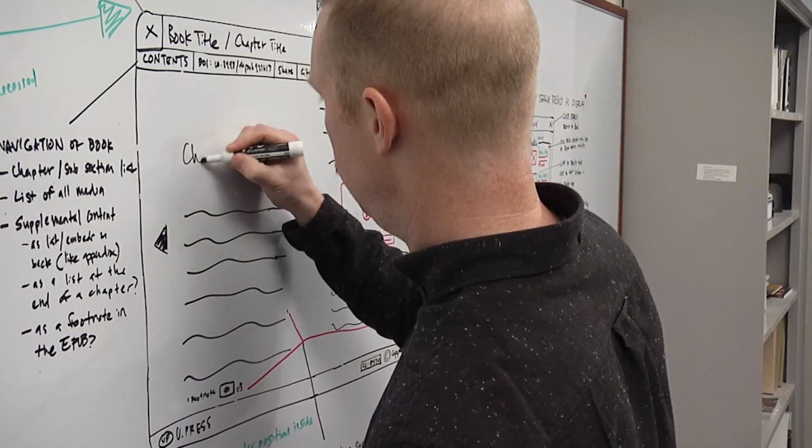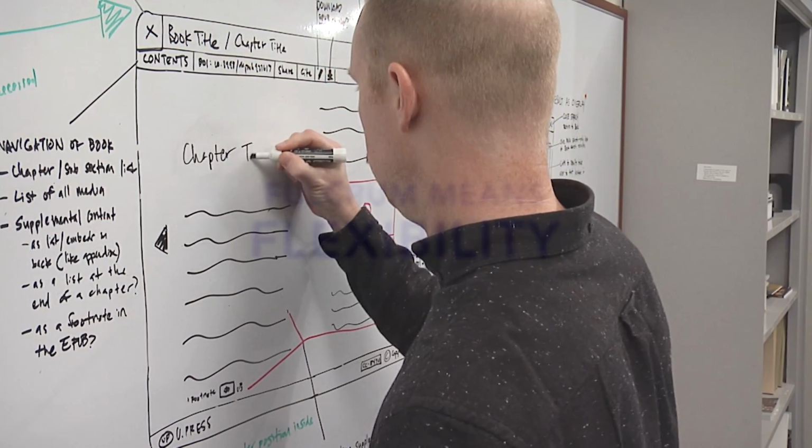Right. So I'm wondering if there's a way to just create a basic table of contents template. And to come up with solutions.